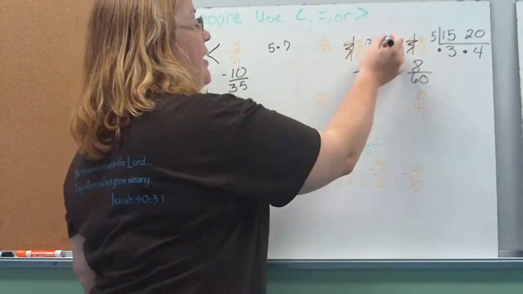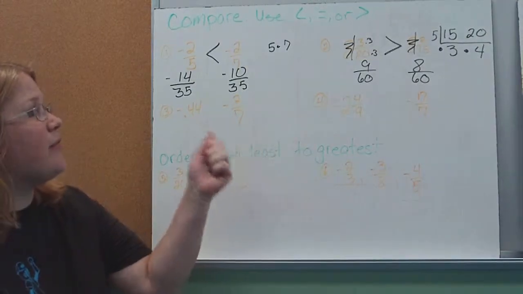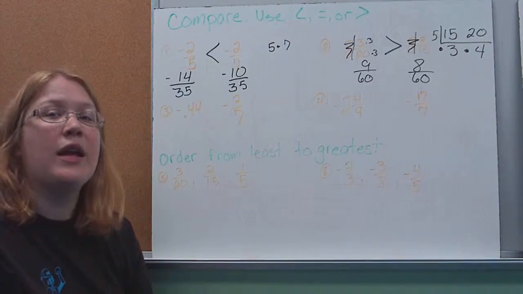9 is greater than 8. Pac-Man likes to eat the big side because he's hungry. So 3/20ths is slightly bigger than 2/15ths, not by much.